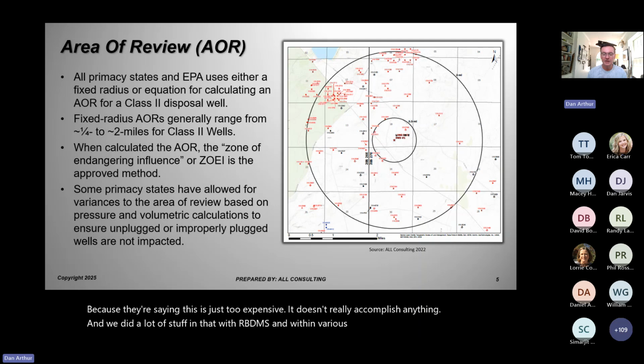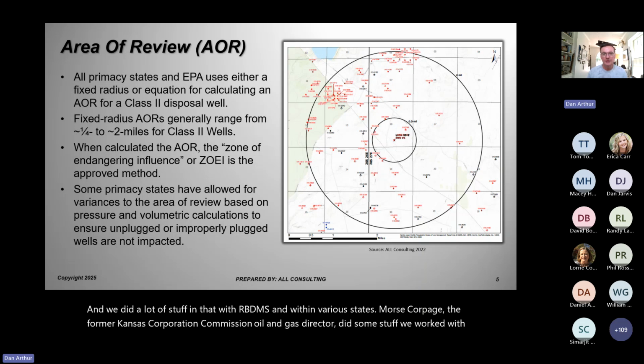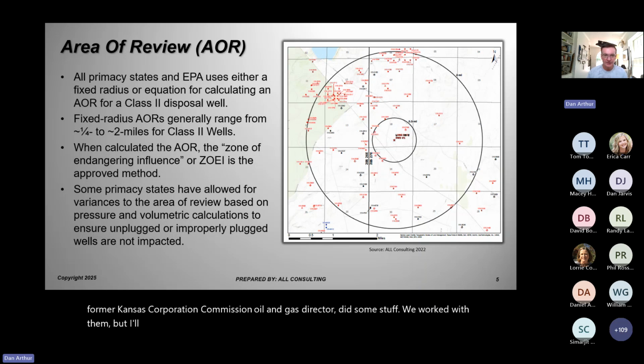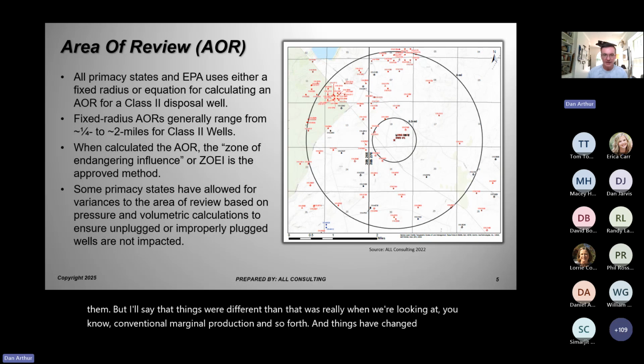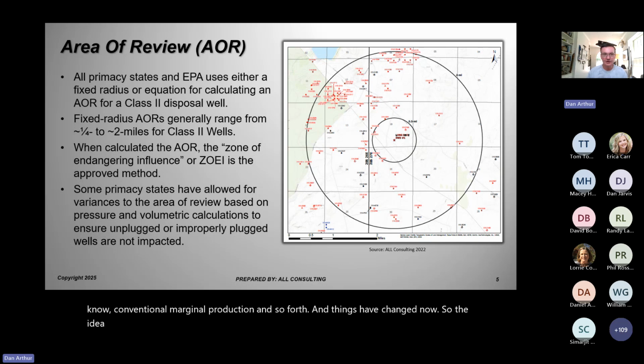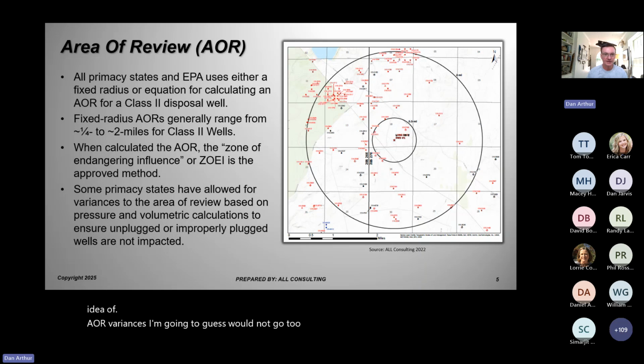Morse Corpage, the former Kansas Corporation Commission oil and gas director, did some stuff. We worked with them, but things were different then. That was when we were looking at conventional marginal production and so forth, and things have changed now. So the idea of AOR variances, I'm going to guess, would not go too far in today's world.